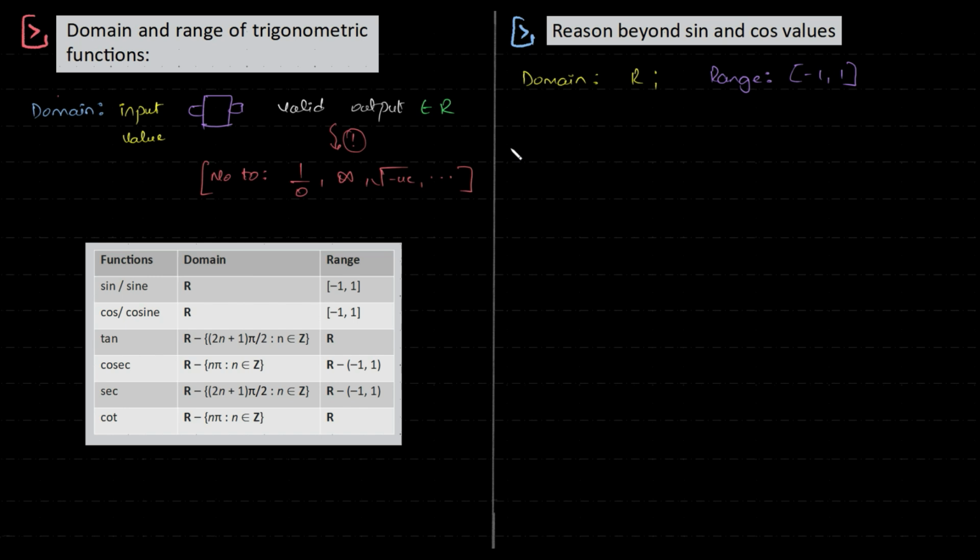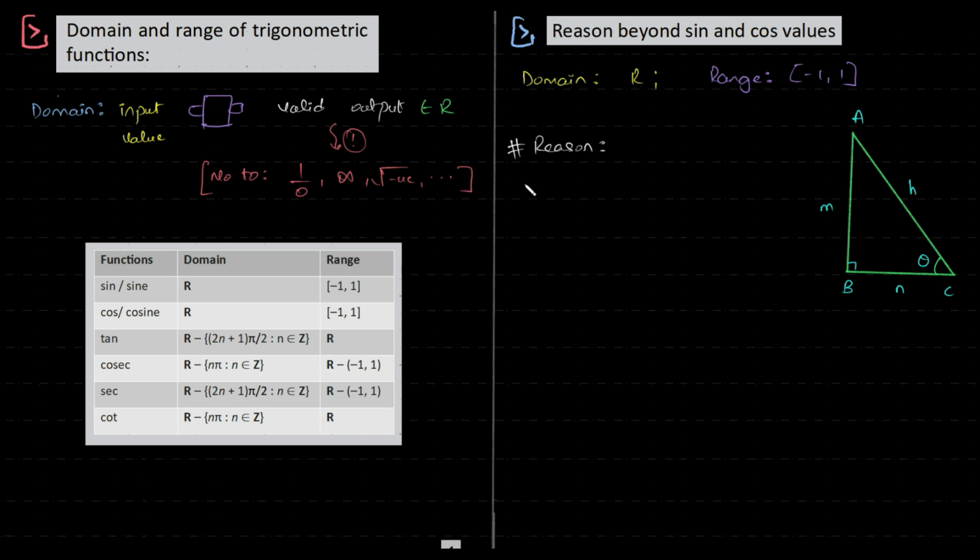Now let's look at the reasoning behind this. I can explain it by using a right angle triangle. Say I have an input of theta. So this is triangle ABC and theta is at this corner. We'll call this side M, this N, and this is the hypotenuse H.